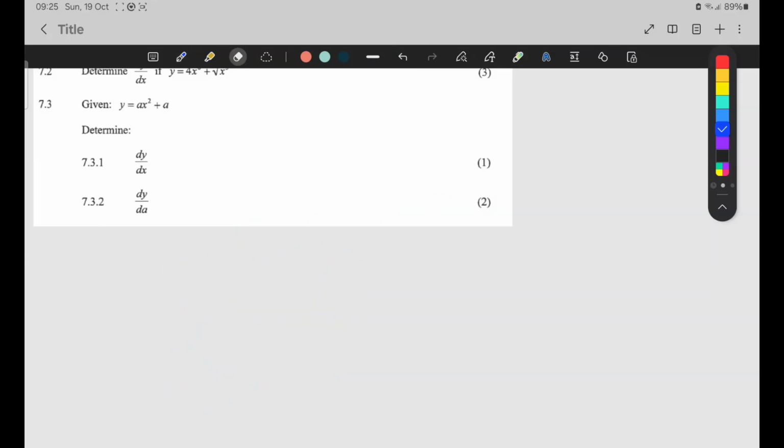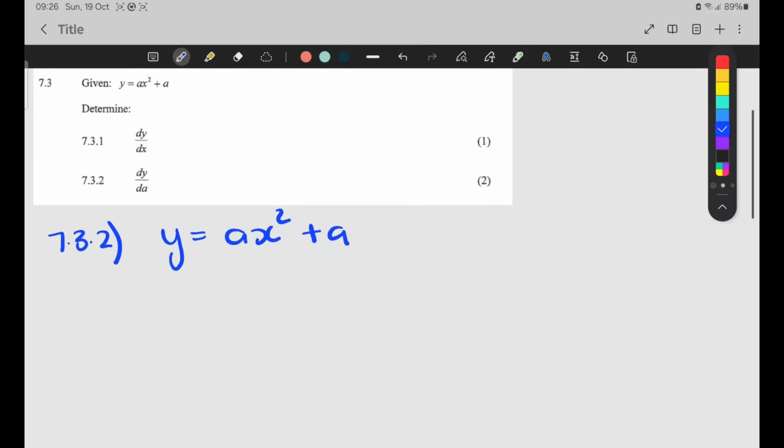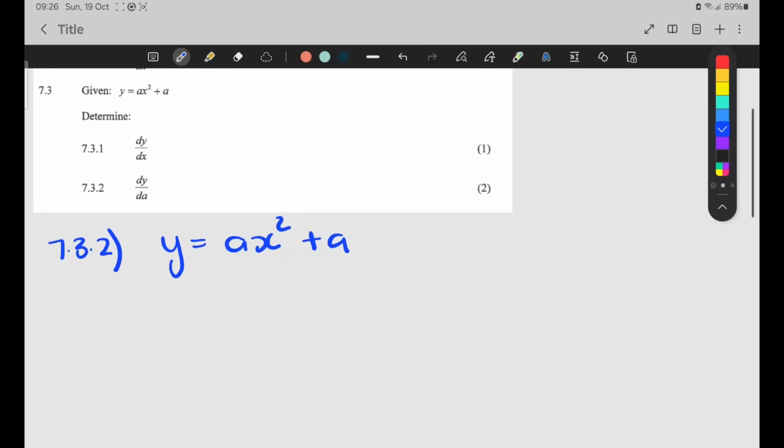Okay, our next question is 7.3.2. Here we have to derive y in terms of a, so not in terms of x. So let's write the question down. Normally, if we derive x, we will have like y is equal to 2x squared. Can you see there's something in front of what we derive? So I'm going to rewrite this first. I'm deriving a, so I'm going to rewrite this as x squared, then a, plus a.